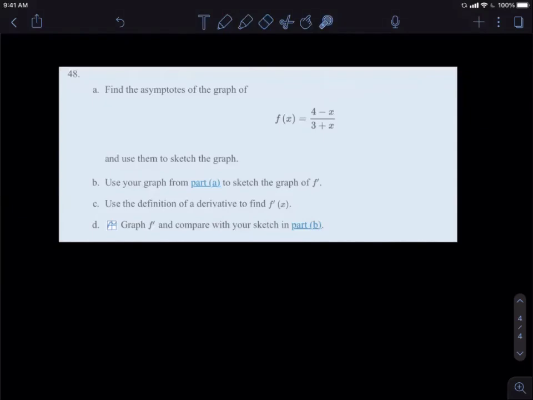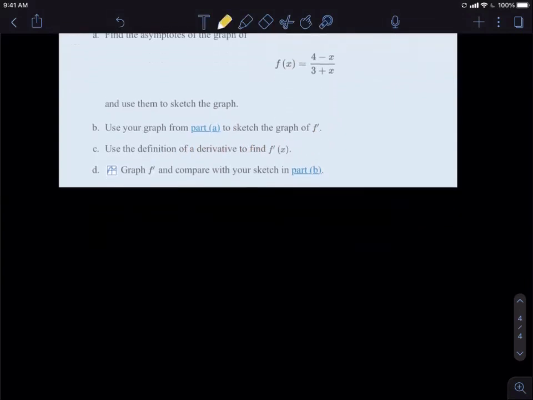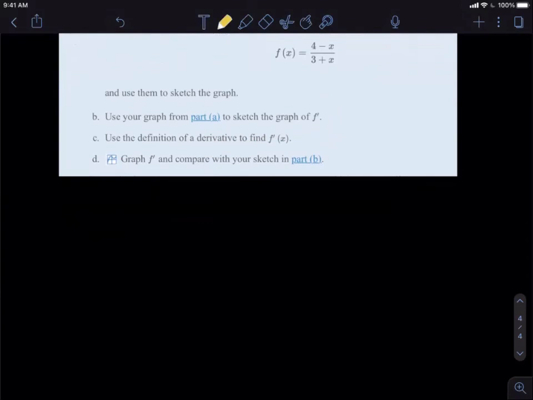In this problem, we are asked to find the asymptotes of the graph of this function, (4 minus x) divided by (3 plus x). With that information, sketch the graph of the function and then the graph of the derivative. And finally, find the derivative using the definition. Very important, this must be done by the definition. So let's get to it.